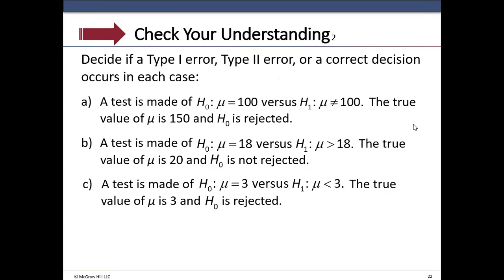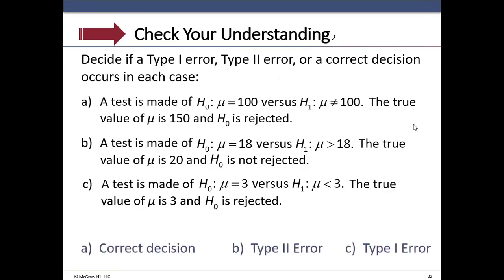And in part C, test is made of H0 colon mu equal to 3 versus H1 mu less than 3. The true value of mean mu is 3 and H0 is rejected. So this is a case when we reject H0 even though H0 is true. This is type 1 error. So the first one is correct decision, second one type 2 error, and the third one type 1 error.